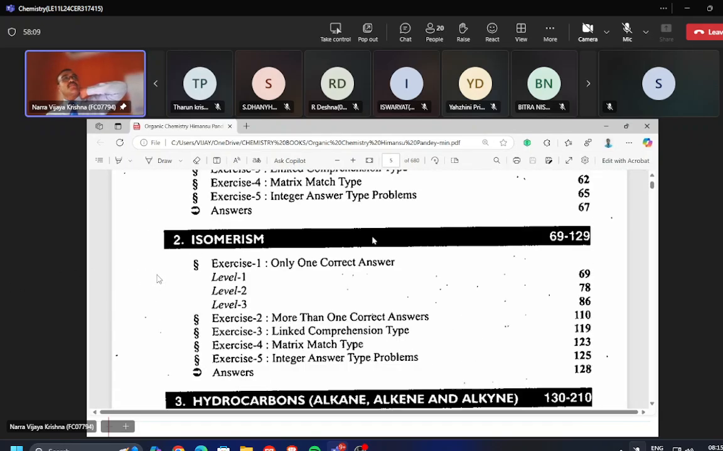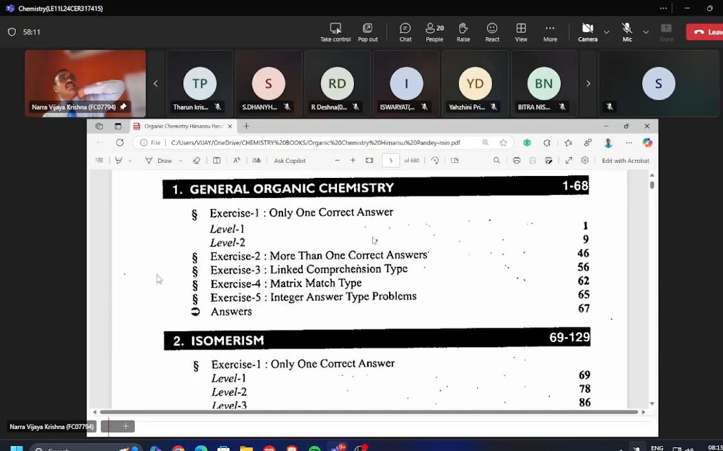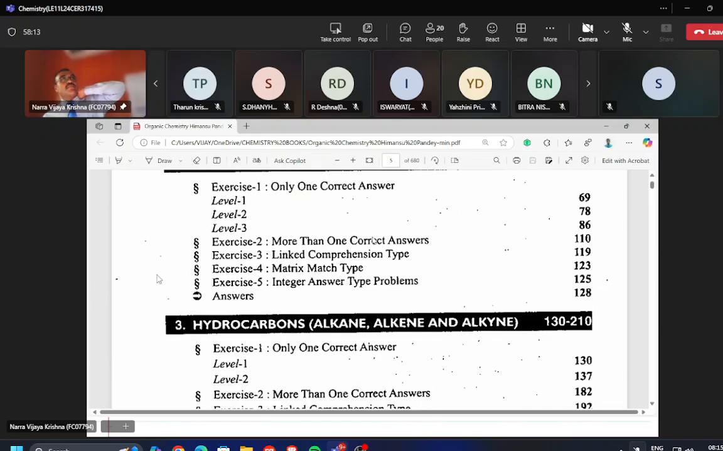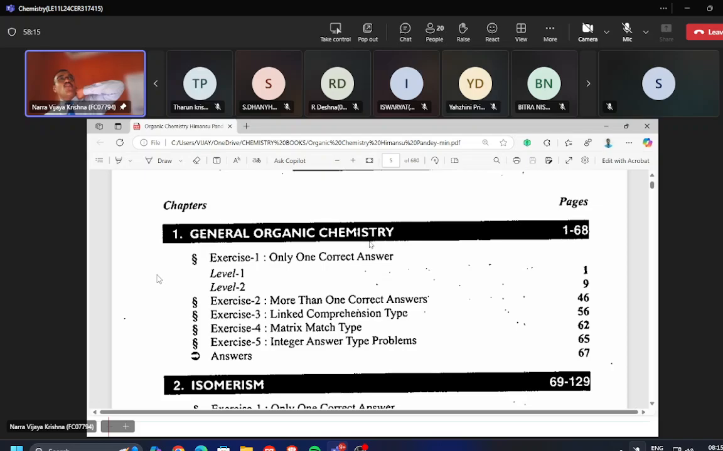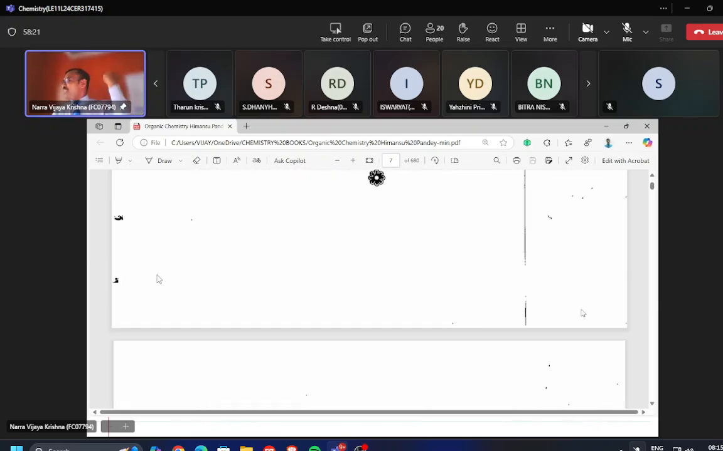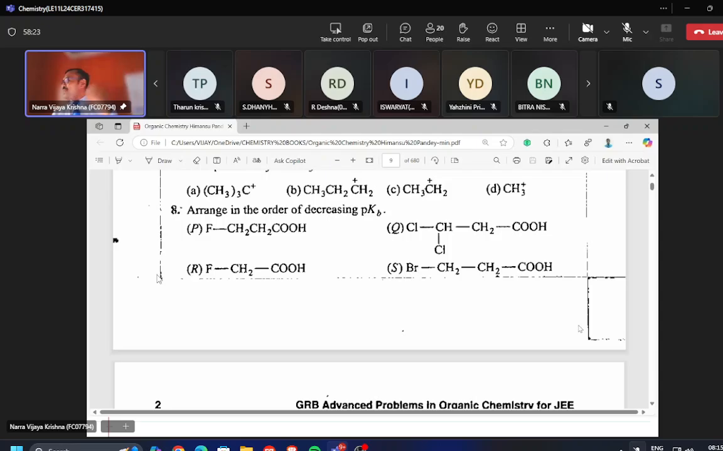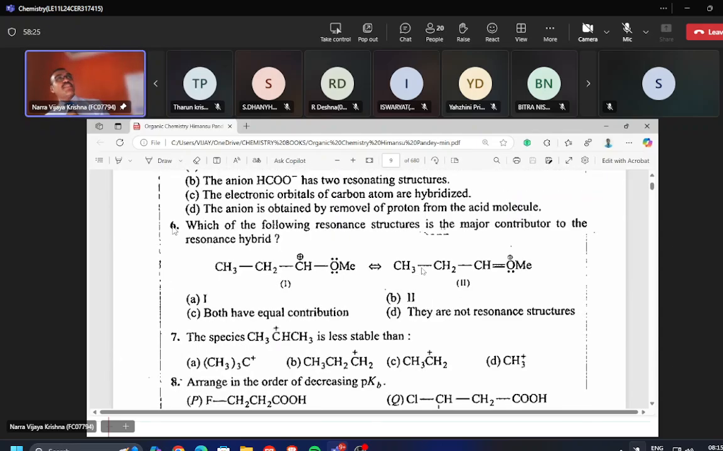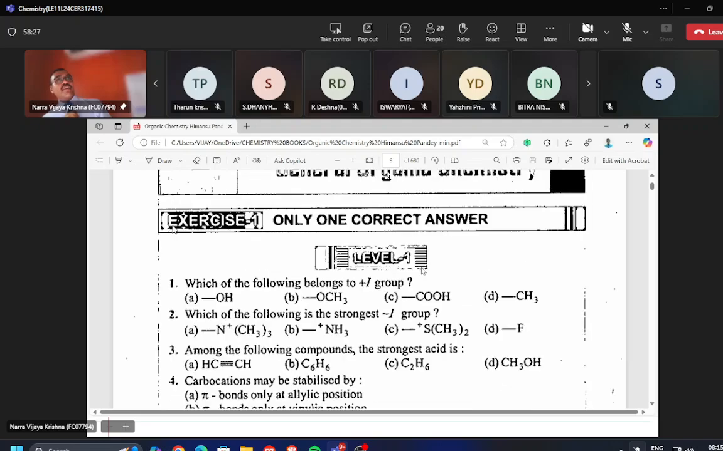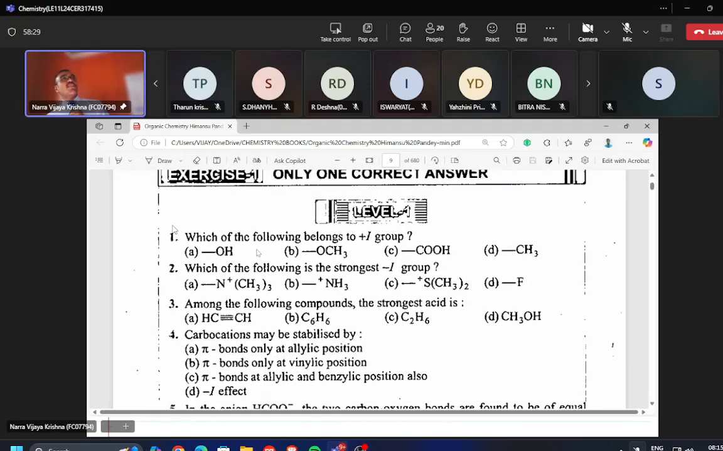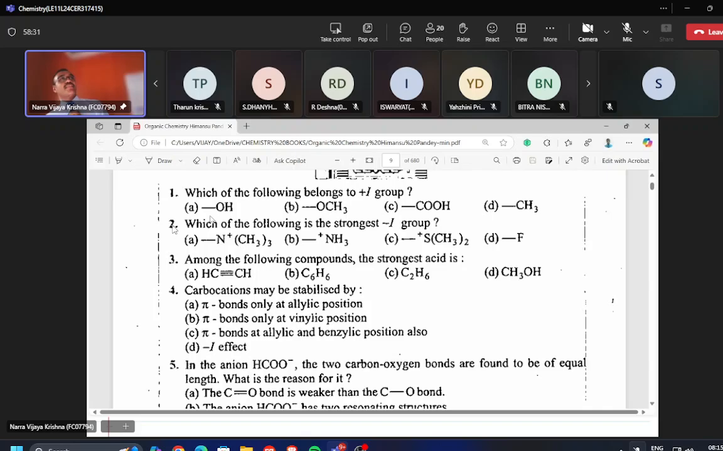Okay, listen. So first I will go for GOC, yeah? 1 to 68. Isomerism is that easy a concept. Right? Best question. Now see this. First we will solve level 1 questions.